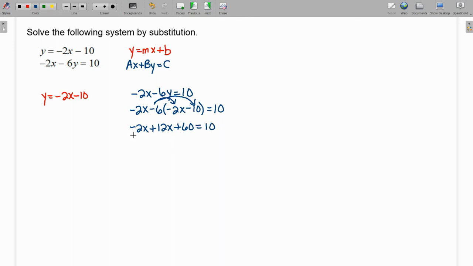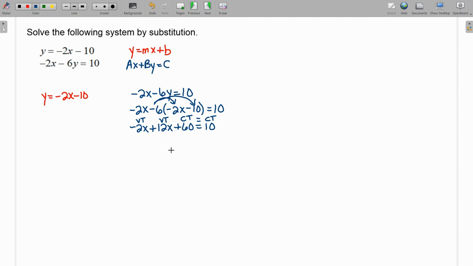Now, from here, we're going to go through and kind of evaluate what we have in our equation here. So negative 2x, that's going to be a variable term. I'm going to label that as VT. 12x, that's also going to be a variable term. So I'm going to label it as VT. Positive 60, you'll notice there's no variable there, so that's going to be a constant term. Then we have our equals. Then we have 10, which is going to be a constant term as well. So in this particular equation, we have three terms on the left-hand side of the equals, two variable terms and one constant term. Then we have a constant term on the right-hand side of the equals.